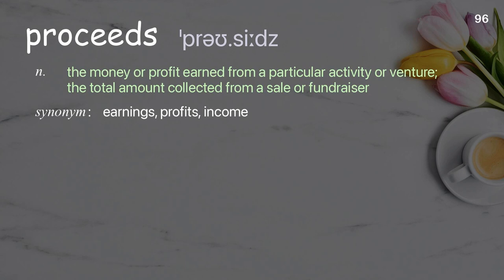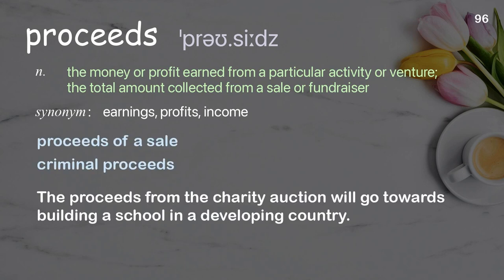Proceeds: the money or profit earned from a particular activity or venture; the total amount collected from a sale or fundraiser. Examples: proceeds of a sale, criminal proceeds. The proceeds from the charity auction will go towards building a school in a developing country.